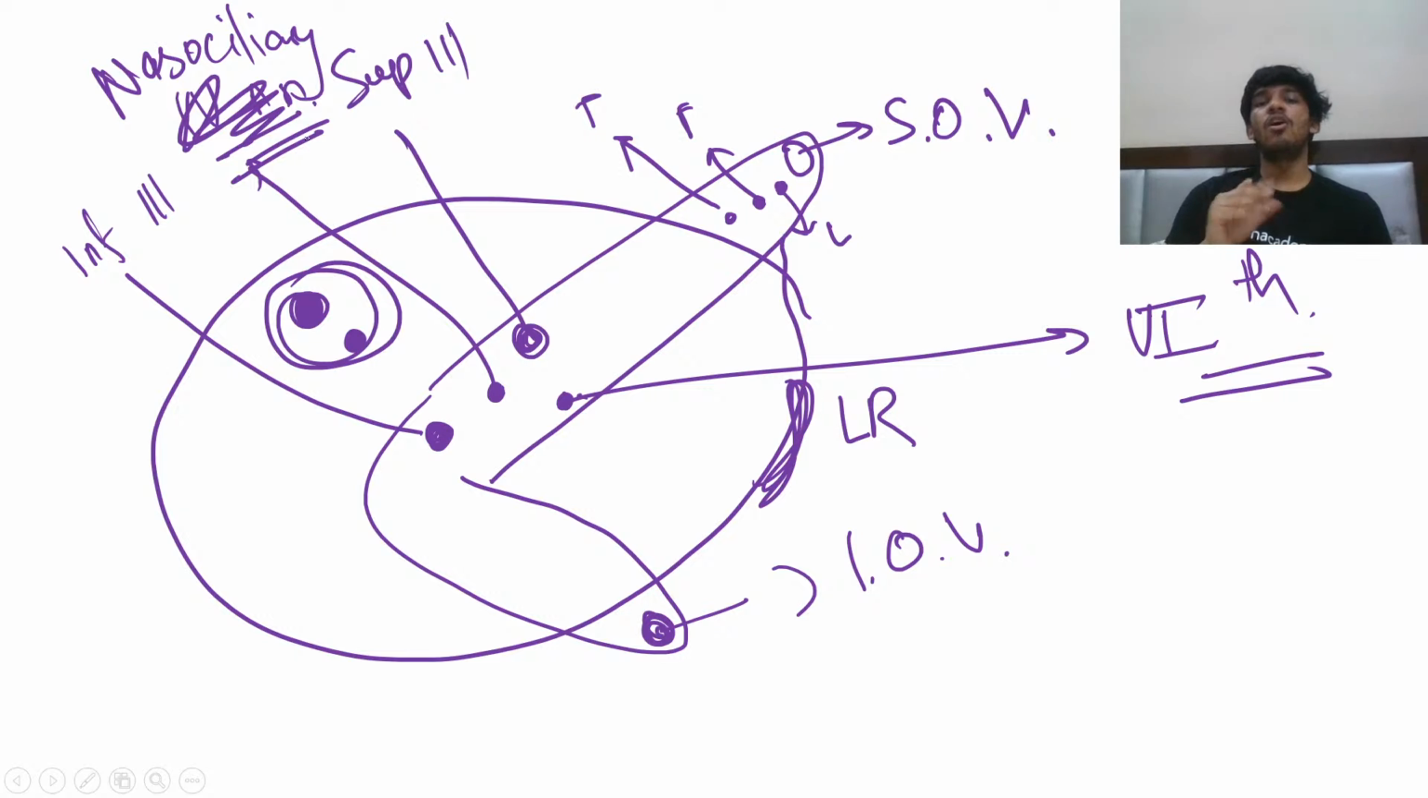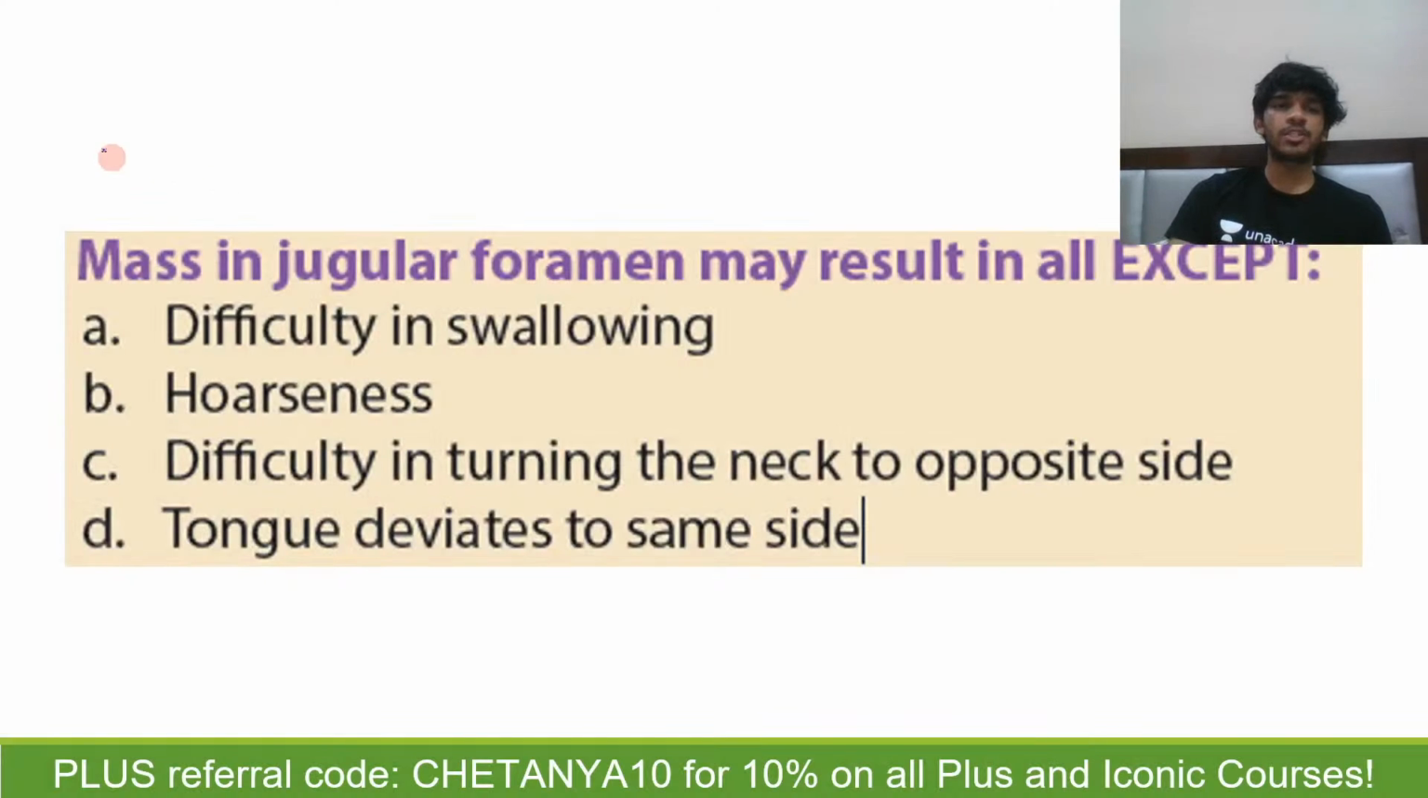Nasociliary is the division of the ophthalmic division of the trigeminal nerve, which passes from inside, right? Question number 6 पे चलते हैं.